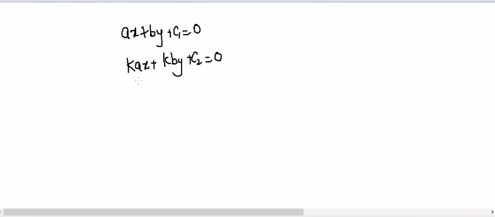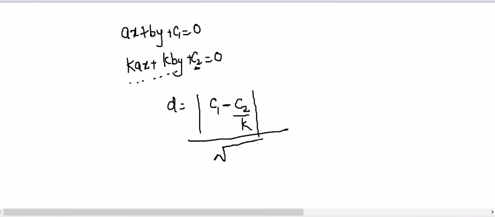Here it's k, so there will be only these two cases. Other than that, you can't find that a and b are completely different from each other. So then your formula to calculate the distance will become absolute c1 minus c2 or c2 minus c1. Here it's c1 and it's c2, because the k are with this equation. So c2 over k whole root a squared plus b squared.